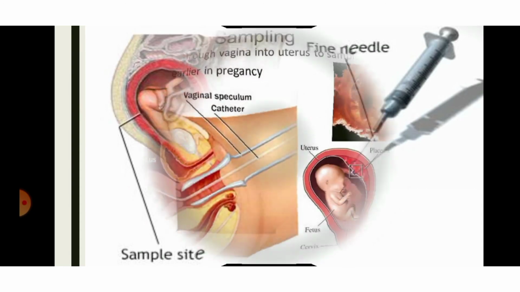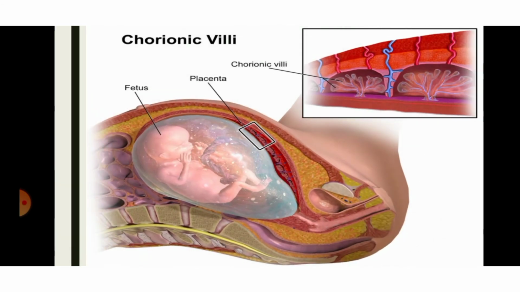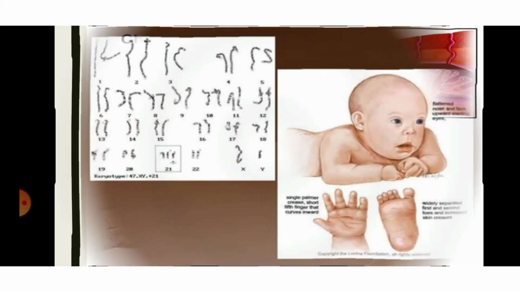The next method is the chorionic villus sampling. Chorionic villus sampling, or CVS, is a prenatal test that involves taking a sample of the placental tissue to test for chromosomal abnormalities.